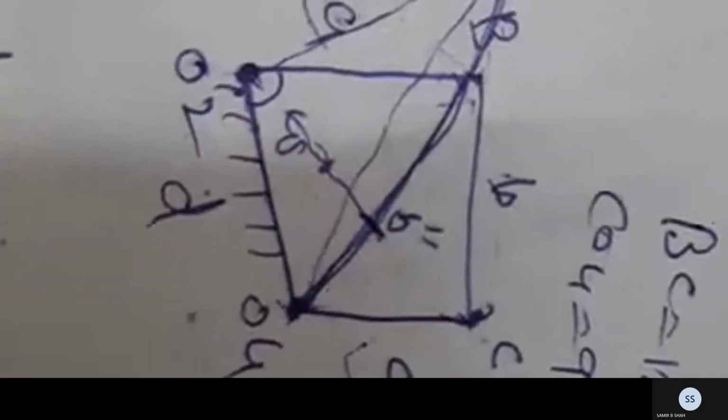Now talk about the output link, that is O4C. For O4C, take O4 as a center and O4C as a radius and draw the circle. I repeat, O4 as a center and O4C as a radius and draw the circle.